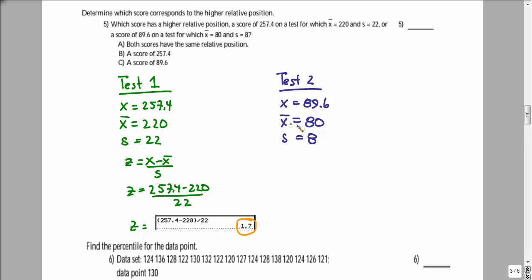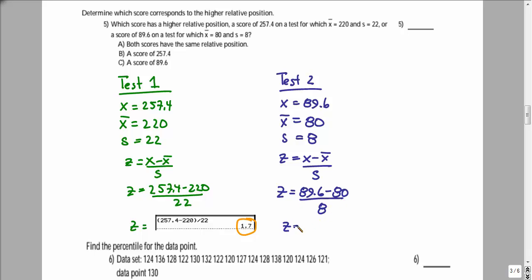So if we look at this, both of our scores are higher than the average: our score of 257.4 is higher than the average of 220, and our score of 89.6 is higher than the average of 80. But what the question is asking is which one is higher overall relative to all other scores for that test. So we set up our formula, x minus x bar over s. So our x value is 89.6 minus 80, all over 8.